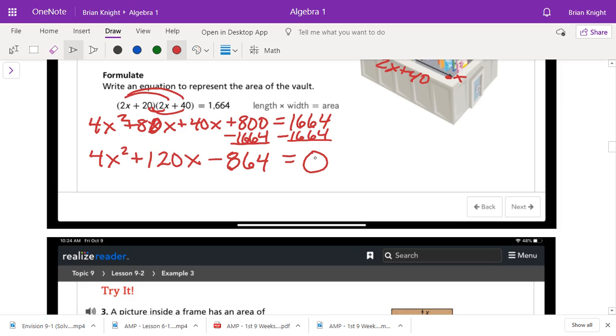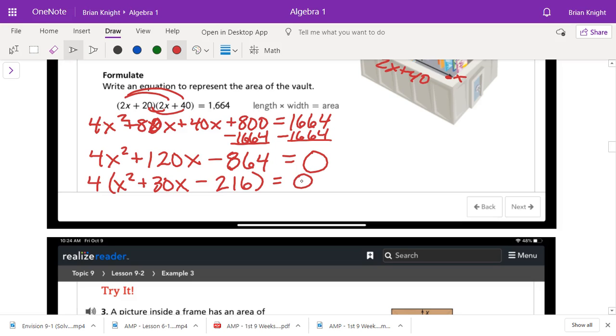Okay? Now, can we factor this? Yes. Do we have to borrow? Nope, because what can we take out? 4. We can take out a greatest common factor. Okay? So if you take out 4, I'll get x squared plus 30x minus, what is that? 216. Now, here's the difference, okay? Y'all listen. Here's the difference. Normally, if I was factoring, do I need that 4?